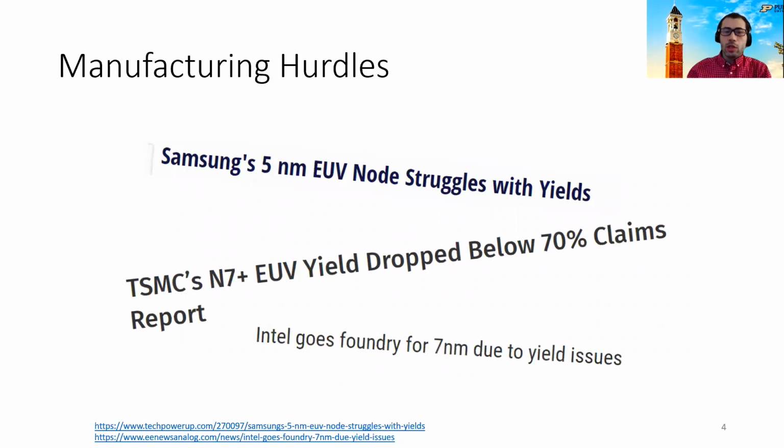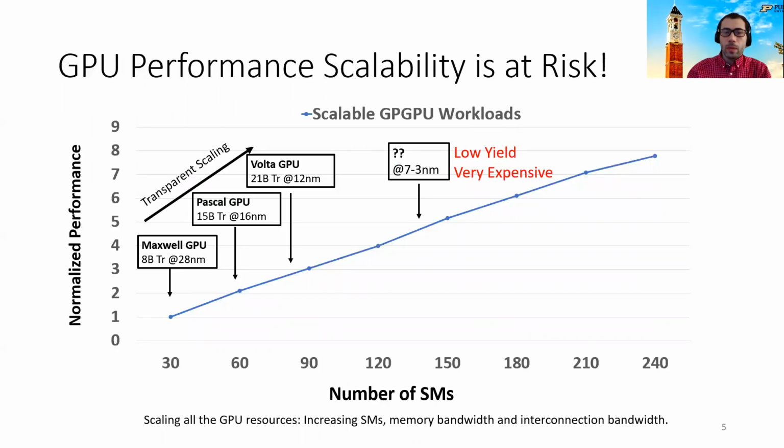However, building a GPU with hundreds of SMs in a single monolithic GPU die will not be possible due to manufacturing hurdles found in small technology nodes. As we can read in the news, the largest three chip manufacturers are struggling with yield at 5 and 7 nanometer process technologies. This puts GPU performance scalability at risk, as the next GPU generation will have low manufacturing yield and will be very expensive to build at small technology nodes.